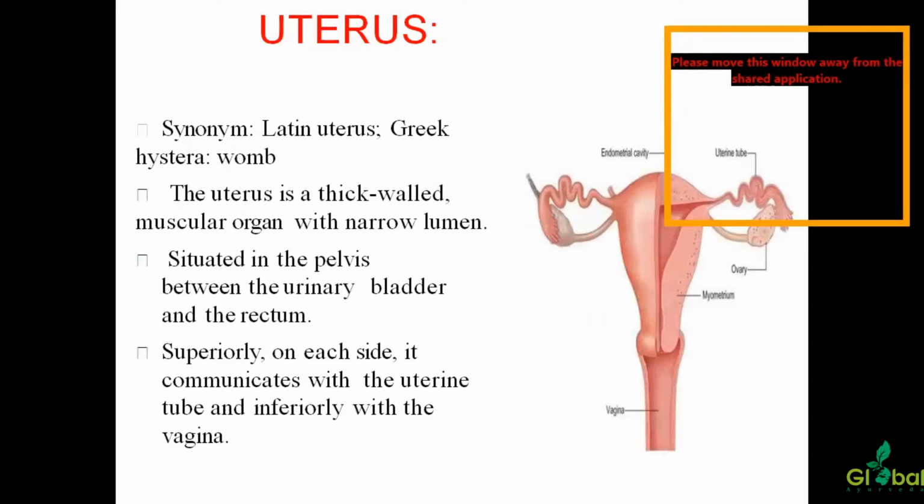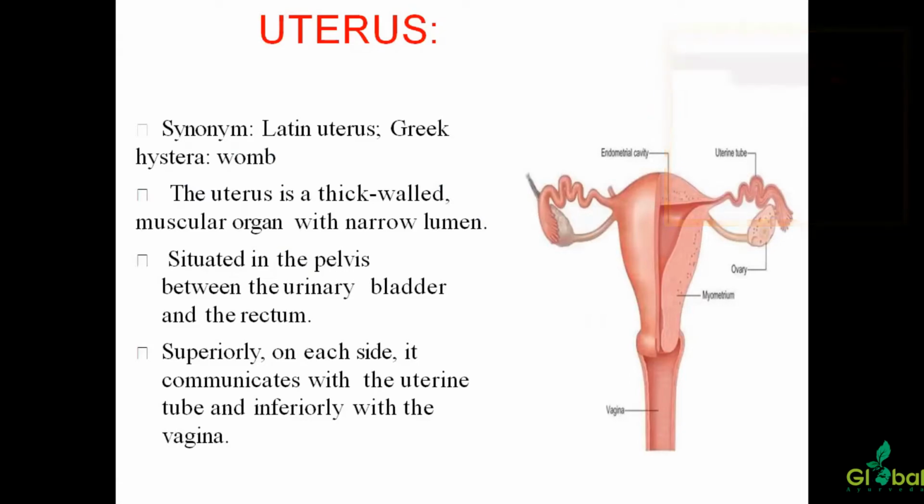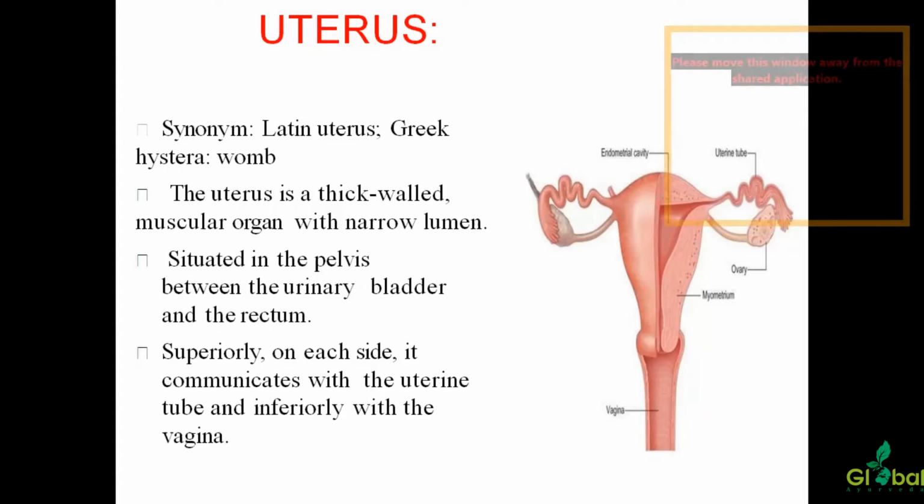Then coming to the uterus. The Greek name for the uterus is hystera, that is womb. The uterus is a thick-walled, muscular structure having a narrow lumen, situated in the pelvis between the urinary bladder and the rectum. Superiorly on each side it communicates with the uterine tube, and inferiorly with the vagina.